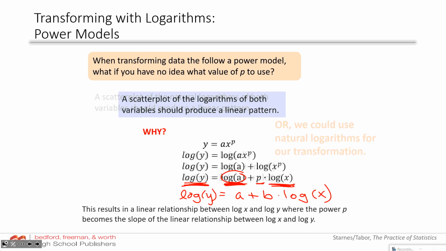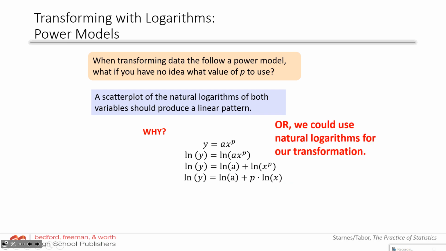Now, I took log base 10 here of both sides. I could have taken log base 7 of both sides. It doesn't matter. Or I could use natural logarithms. The algebra still works the same. So it doesn't matter if you take the log of x and y, or the natural log of x and y, or really the log base whatever. Typically in statistics, we use log base 10 or natural logs.